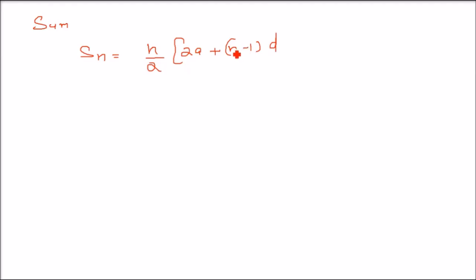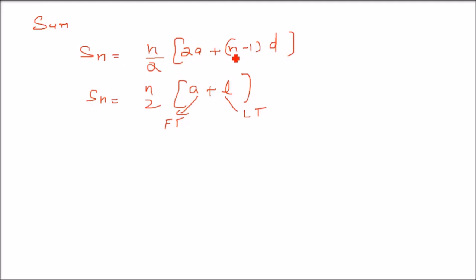And if you have a series where the first term and the last term are both given, again we have a formula. Sn equals n by 2 into a plus l. Directly you put a plus l. a is the first term and l is the last term. Both formulas you can use depending upon the situation.